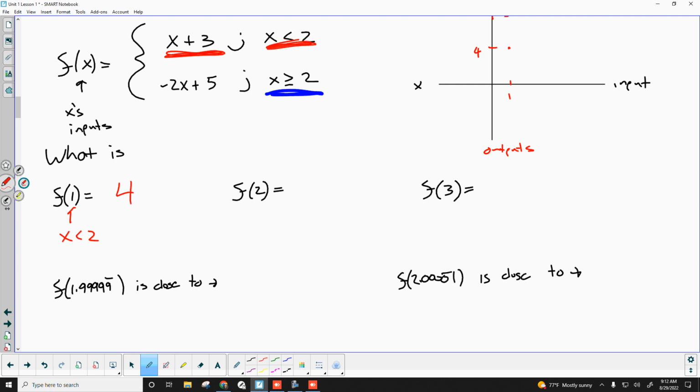But you don't have to. Now we look at the next question, f of 2. Well, 2 is an X value that's greater than or equal to 2. It's equal to 2. So that means I'm going to use the second piece, negative 2x plus 5. I will take that 2, plug it in for X. I get negative 2 times 2, which is negative 4, add 5, and I get 1. So at 2, I could plot the point (2, 1).